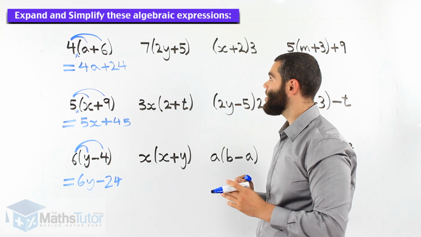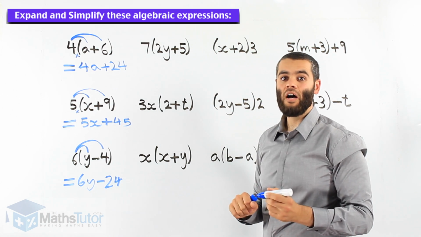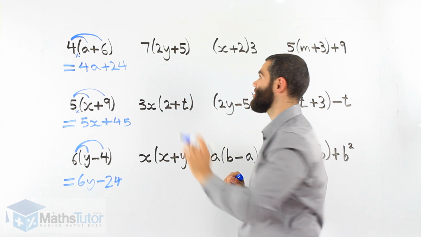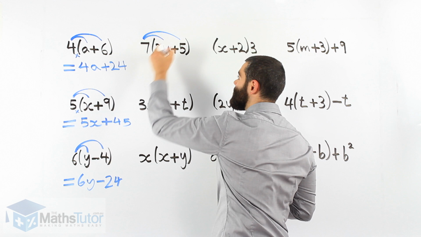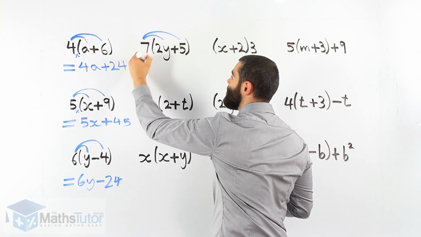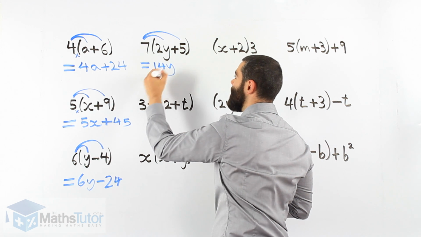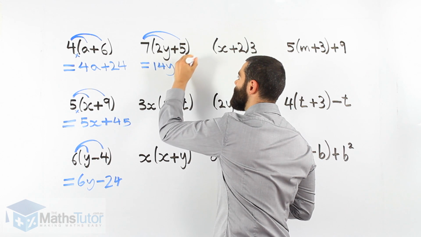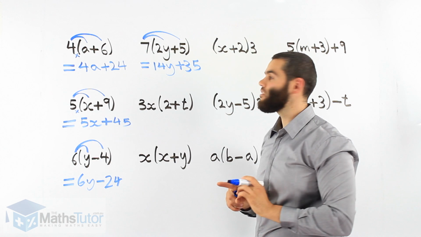Here we have 7, and in brackets 2y plus 5. We know it means 7 times everything inside the brackets. 7 times 2y, 7 times 5. 7 times 2y is 14y. 7 times 5 is 35. That's our final answer. No like terms. We stop there.